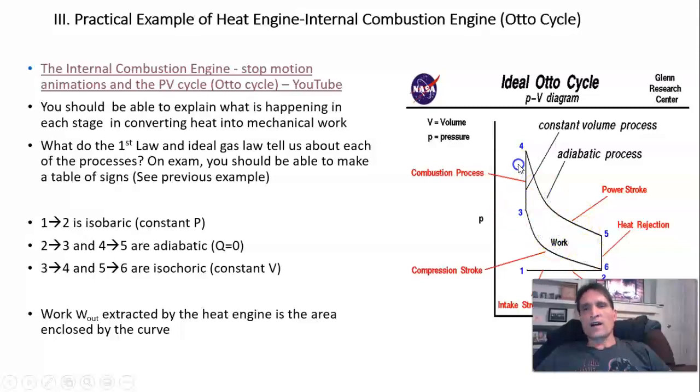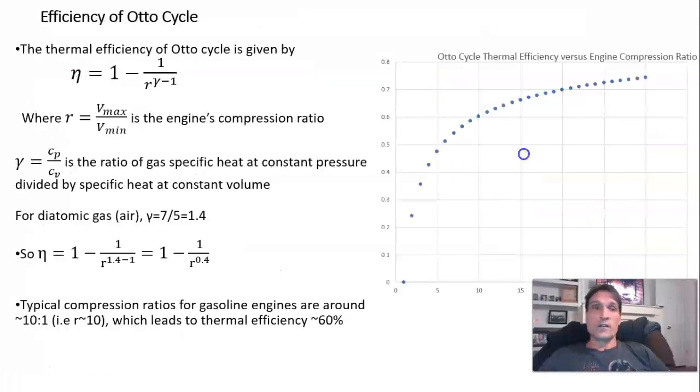Now this is a kind of complicated shape, and you can go through, as one of the homework problems was, which you should thank me for not giving you, and you can derive, or you didn't, but you could have, that the efficiency of the Otto cycle, which is calculating the work output divided by the heat input, is 1 minus 1 over R to the gamma minus 1.